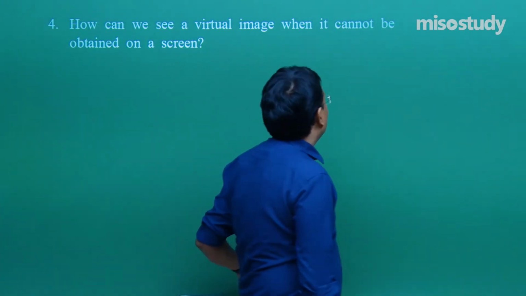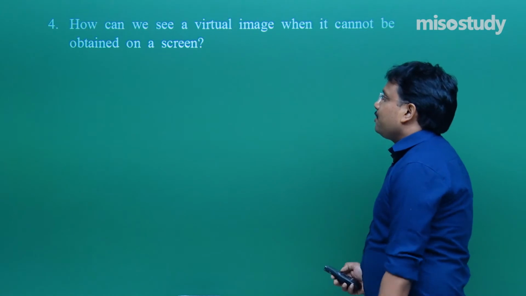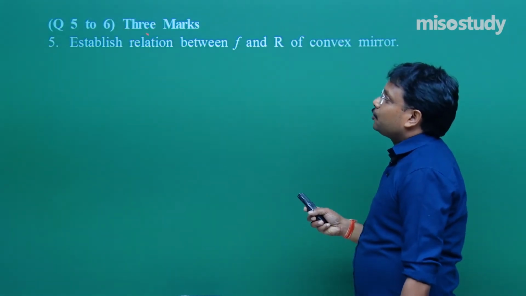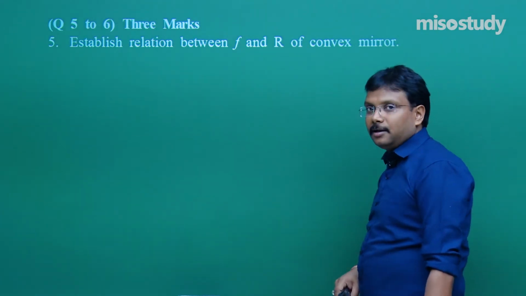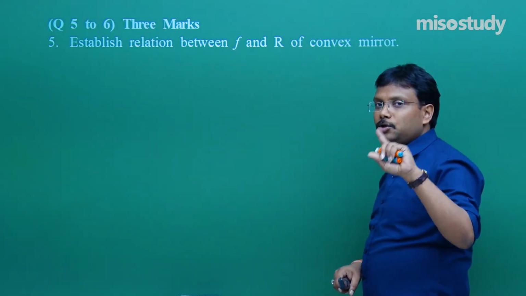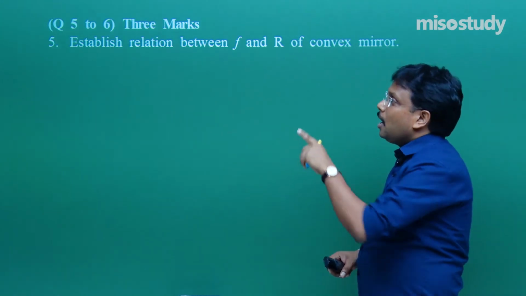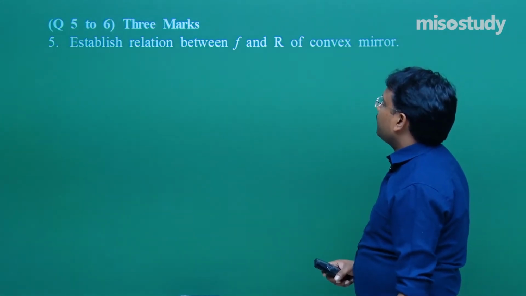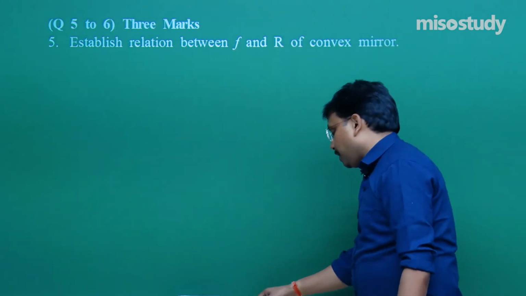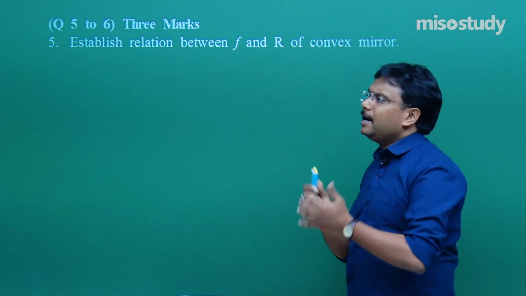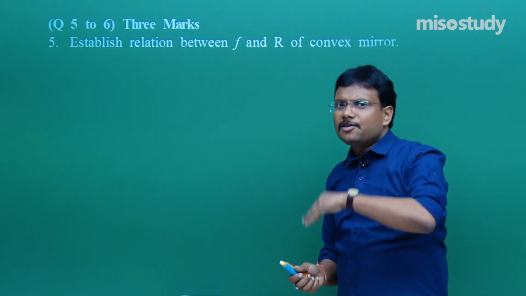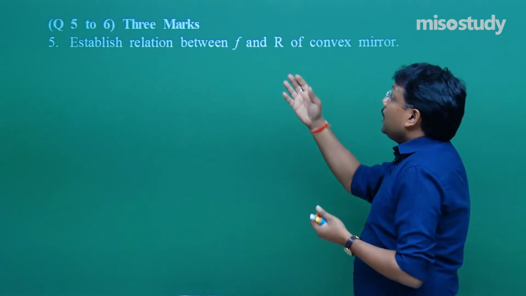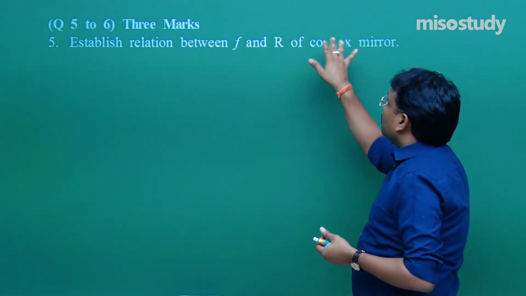Let's move to the next problem, that is question number 5. Now here once again 5, 6, 2 questions in 3 marks category. 1, 2, 1 mark, 2, 3, 2 marks, then 3, 4, and then 5, 6 in 3 marks category. Establish relation between F and R of convex mirror. Fine. Here the idea was simple: concave mirror, convex mirror, plane mirror, something like that, so many things. I just picked one example. It may be possible in examination they may ask concave.